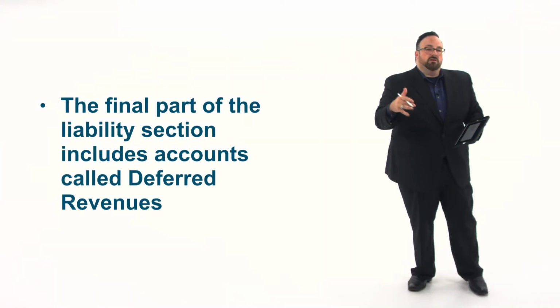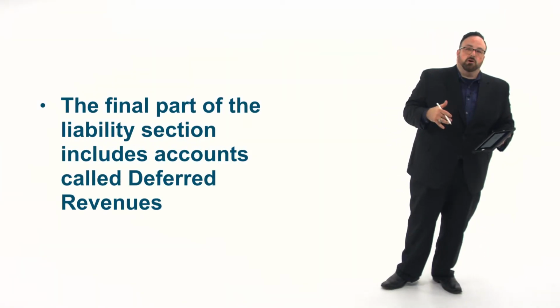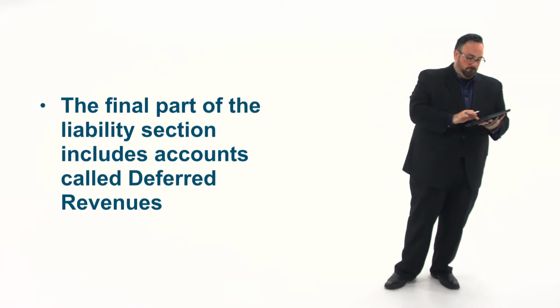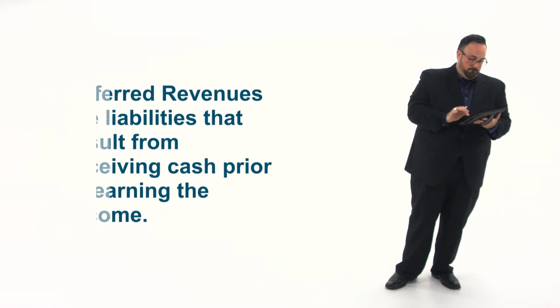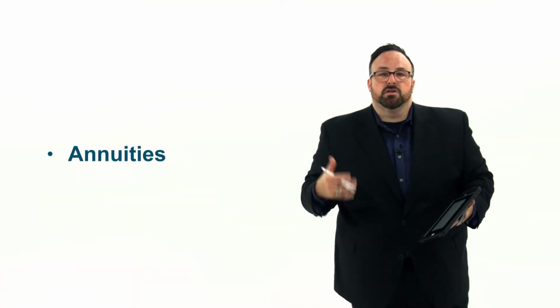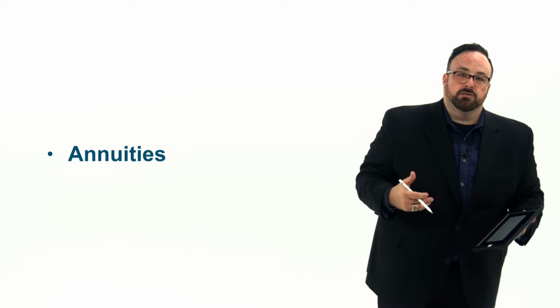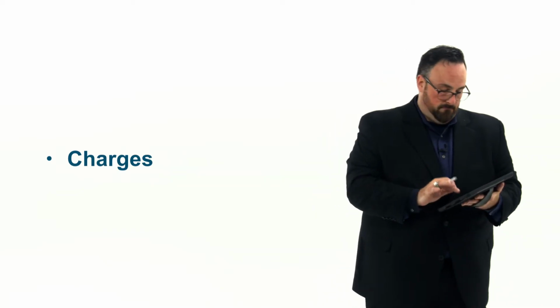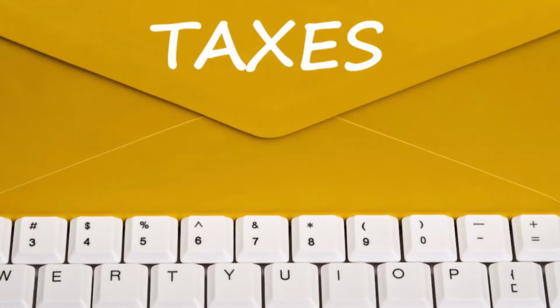Now, the final part of this liability section, where the expenses occur, includes accounts called deferred revenues. Deferred revenues, here's some examples. Annuities that a company can purchase. Ancillary charges that the business may expect or not expect to receive. Taxes. We all pay taxes, but so do businesses.